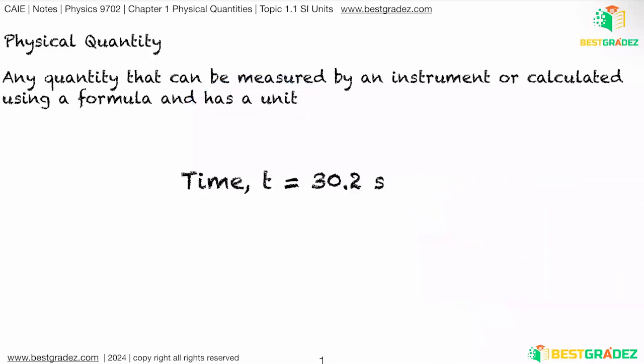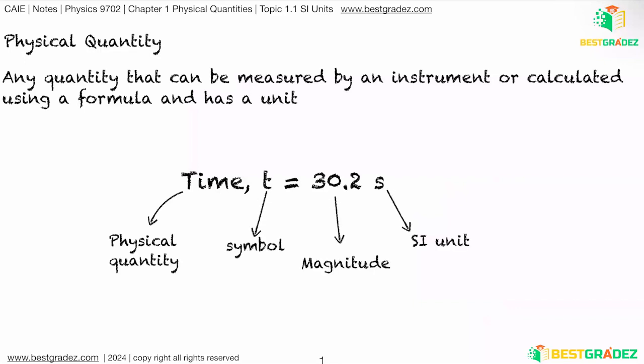Fine. Anyway, time is an example. So the physical quantity is time. t is the symbol, with magnitude and unit. If this part is missing, we will not call it a physical quantity. Okay? So just a brief introduction to what is a physical quantity.